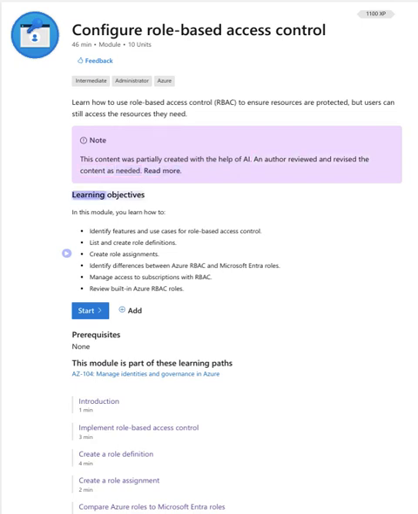Learning objectives. In this module, you learn how to identify features and use cases for role-based access control. List and create role definitions. Create role assignments. Identify differences between Azure RBAC and Microsoft Entra roles. Manage access to subscriptions with RBAC. Review built-in Azure RBAC roles. Prerequisites.